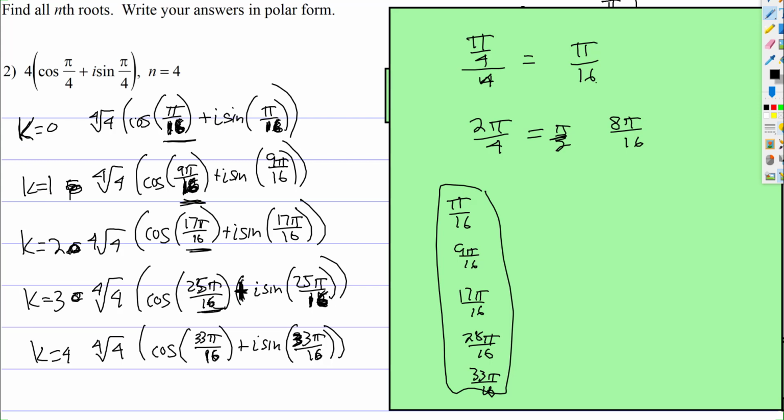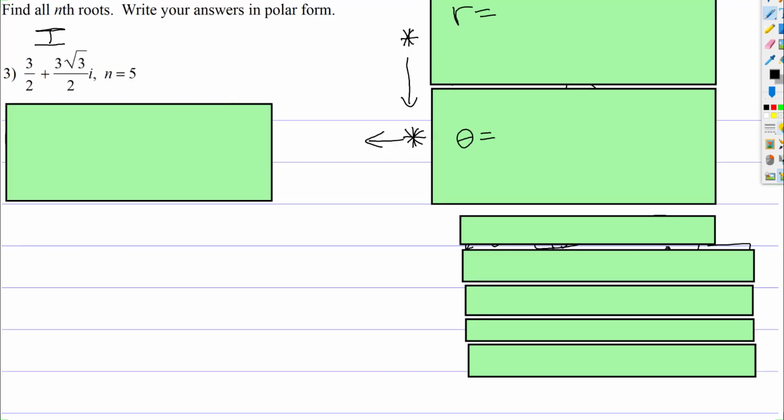I'm going to show you what to do when you don't have it in this form. Okay, and then finally, when you have it in complex rectangular form, and you need to find the nth roots, you first need to convert it to polar form, which means you need to have the radius times cosine theta plus I sine theta. So first we're going to find the radius. Well, remember the radius is the square root of a squared plus b squared.